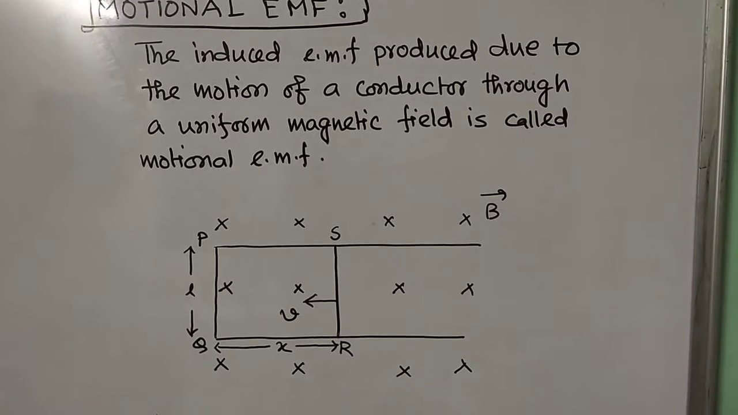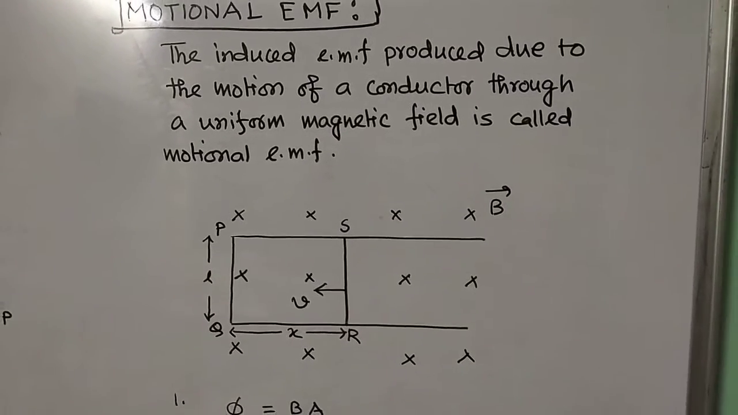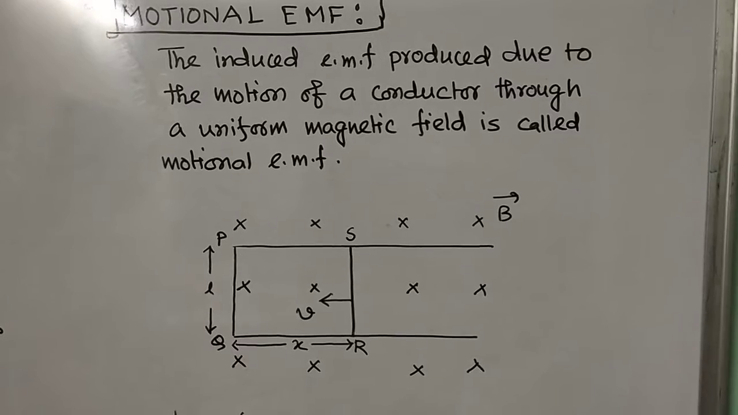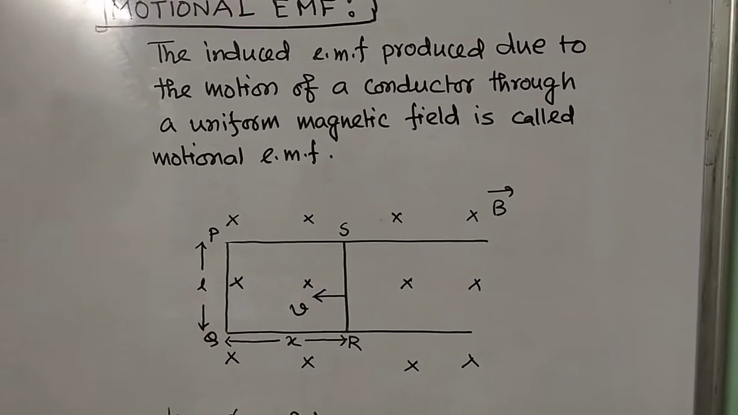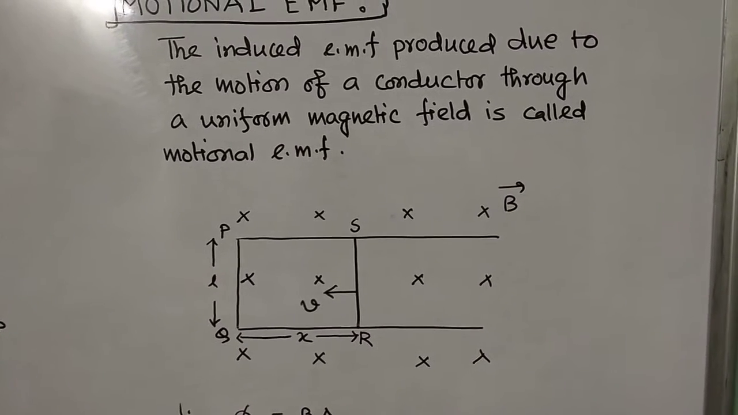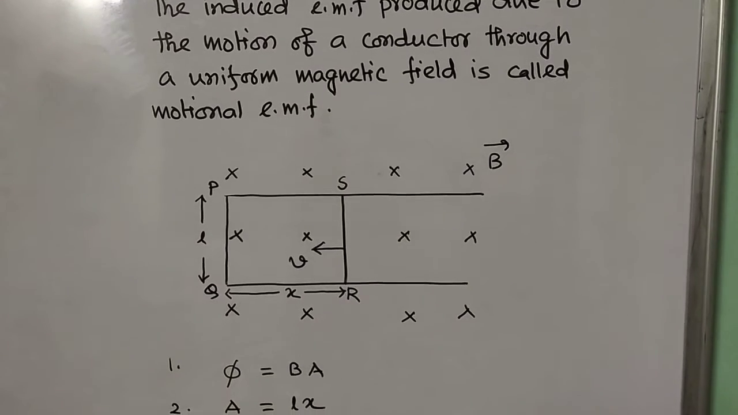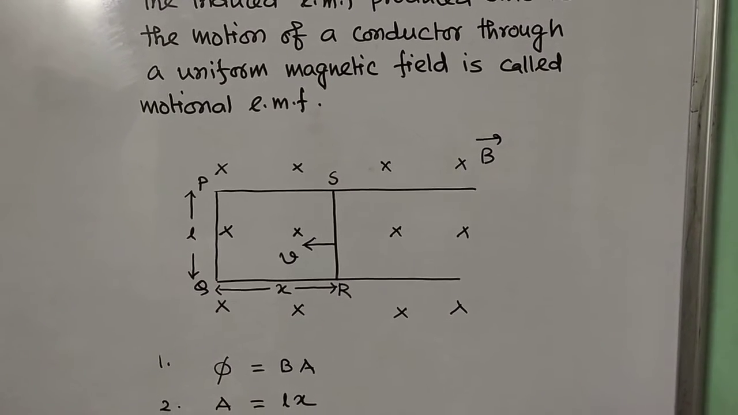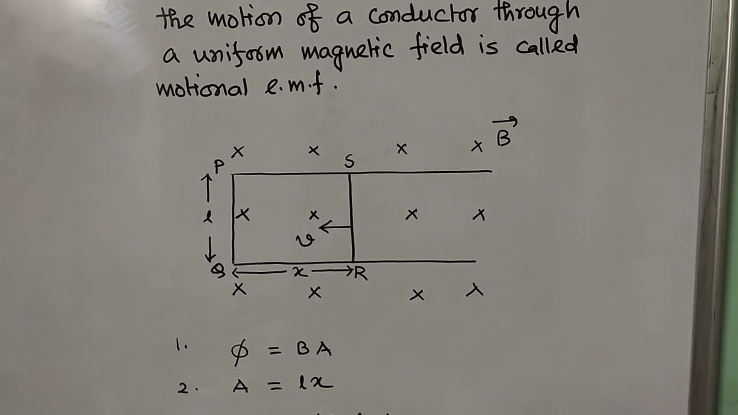called motional EMF. Now as we have said, if we vary the area by pulling the wire SR, definitely some change in flux will occur, and as a result induced EMF will be produced as per our Faraday's and Lenz's law. Now magnetic flux is denoted by phi, as we have already discussed, phi equal to BA, and A is the area.